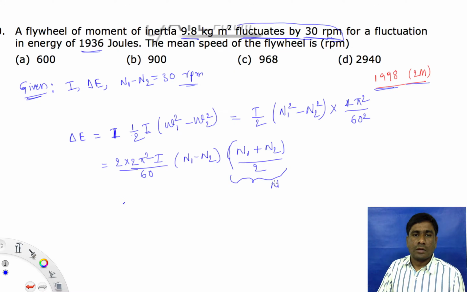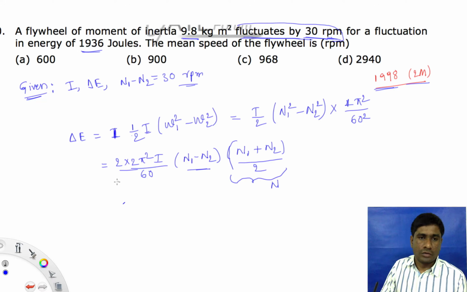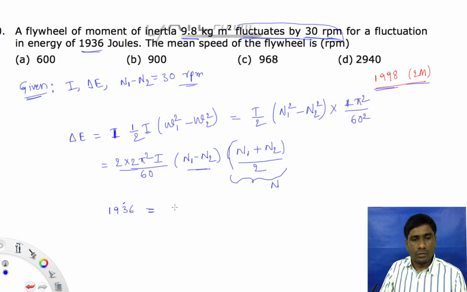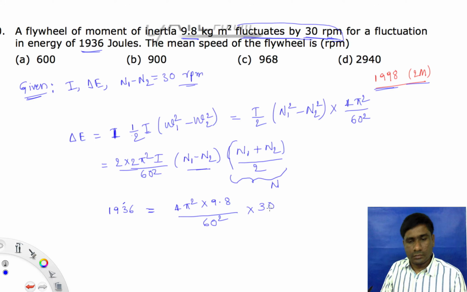n, that is the mean speed, and this is given, and delta E is given, so let's substitute the values. So delta E equal to 1936. All these values should have uniform units, in compliance with the SI system. And 4 pi square into I, 9.8 kg meter square, divided by 60 square, into 30, into n.